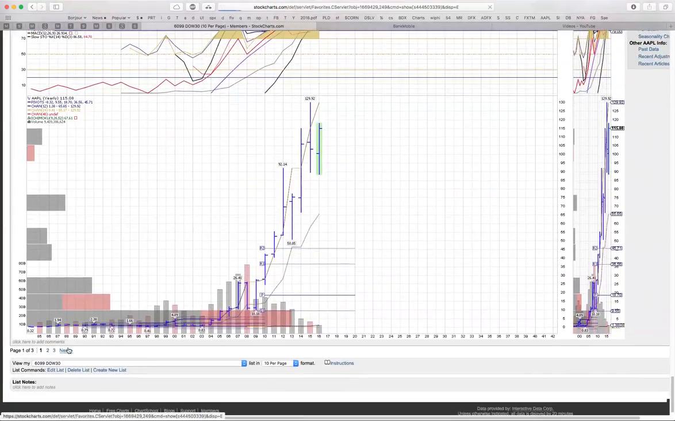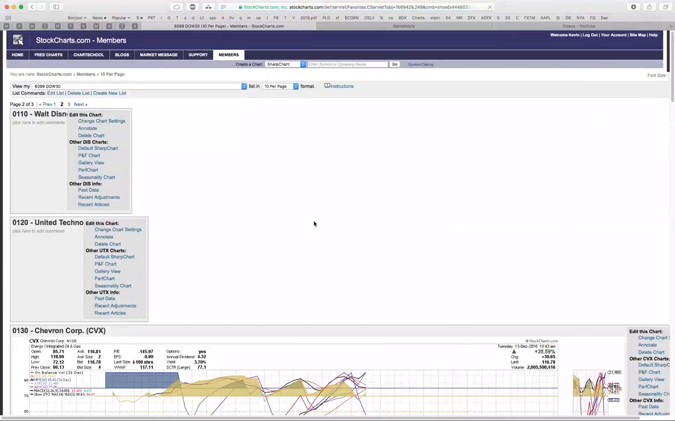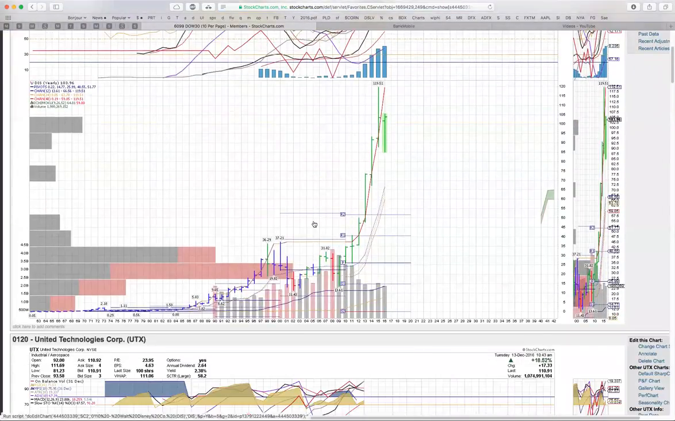Next page. Walt Disney. You have all through the 90s when Disney was roaring hot. They had all the movies one after another after another. Remember, these aren't logged charts. You had the huge swing up in Disney. Here you have open, close again.